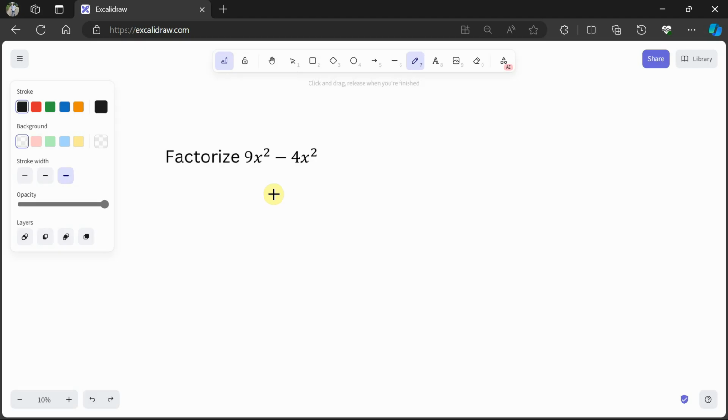If you're given a question like this, first thing you want to see is, are all these guys all squares? So can I find 9 as a perfect square? Yes, because 9 is 3 squared. So x is also a perfect square, which is x squared. Minus 4 is a perfect square, which is 2 squared. And they also have x squared. Since all of them are square, I can just say my answer is 3x minus 2x and then 3x plus 2x based on the difference of two squares formula.